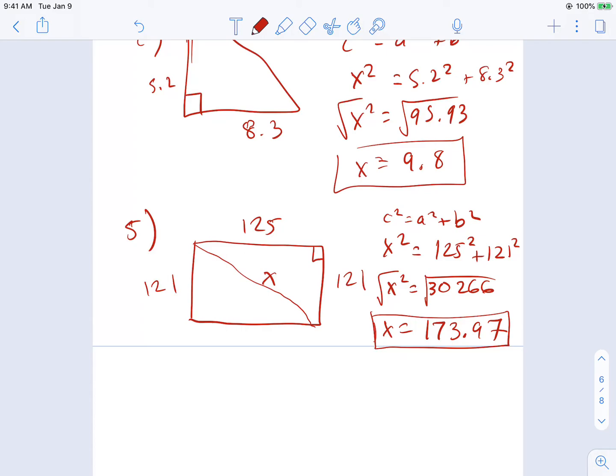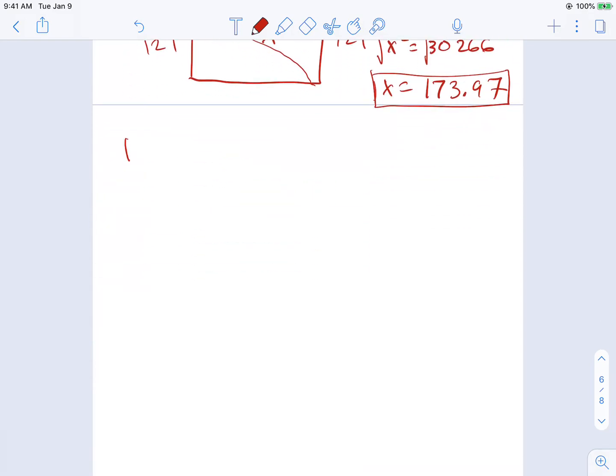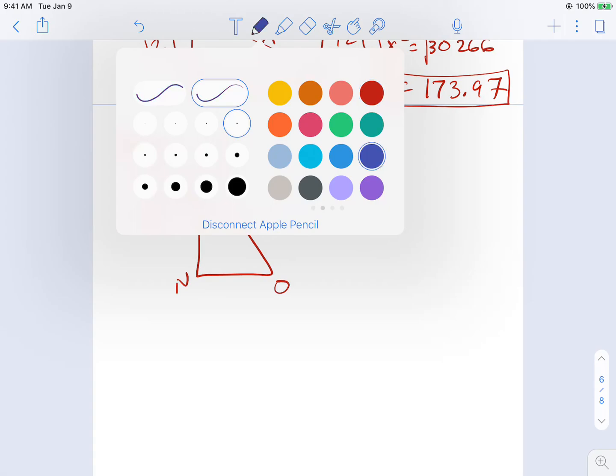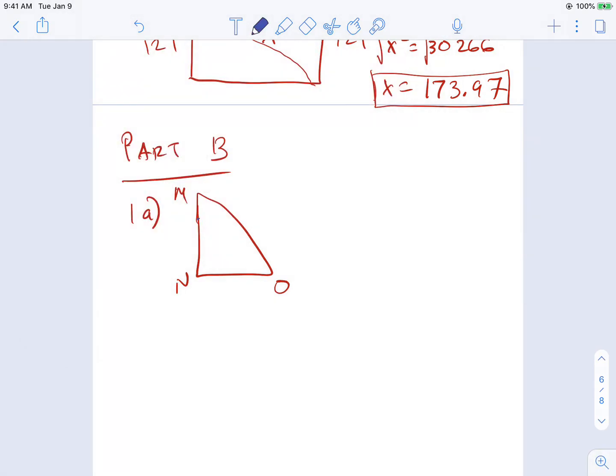Part B, we're going to go through some triangles, and this should be very, very quick. So we're on part B here. First we're going to do number 1A. We have M, N, and O. What we want to do is label the hypotenuse, opposite, and adjacent. Here is our angle of interest. Our hypotenuse is, of course, going to be opposite our right angle there. Our opposite side is going to be farthest away from our angle of interest. So here's going to be our opposite, and our adjacent is touching it. So that's how you should have labeled that.